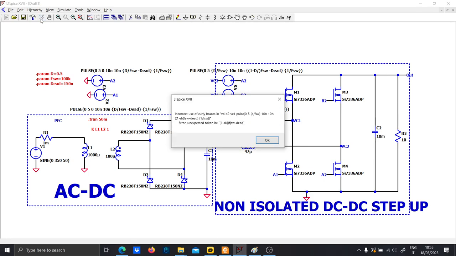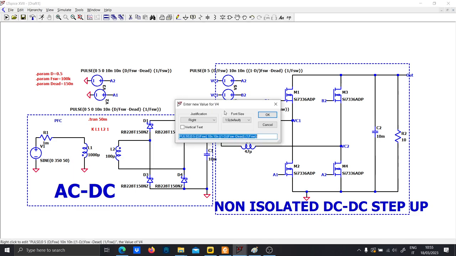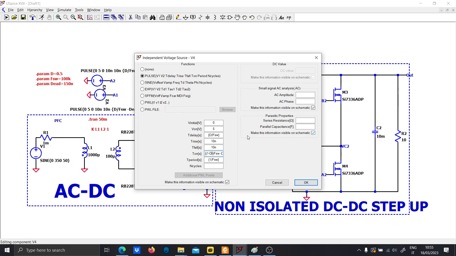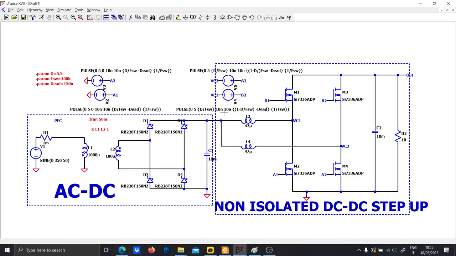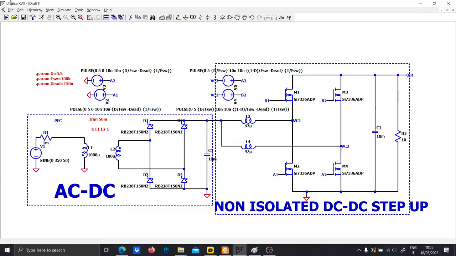So now let's run the simulation and see what happens. Oh my god. Incorrect use of curly braces, V4, V2, VC1. D minus dead. No. Sorry, my keyboard has a hard press, and so sometimes this happens. Sorry for that. Let's run again. No, by the way, this is wrong. 1 minus D over F switch. Okay, now it is correct. Let's run again.